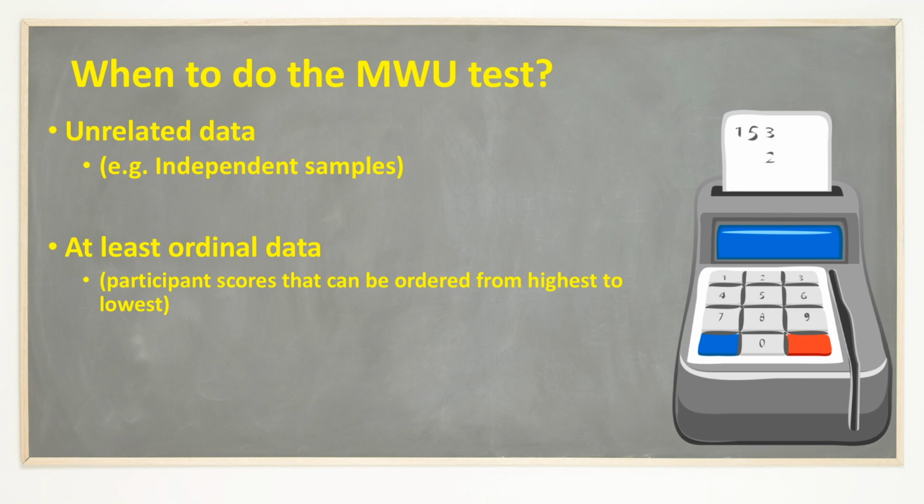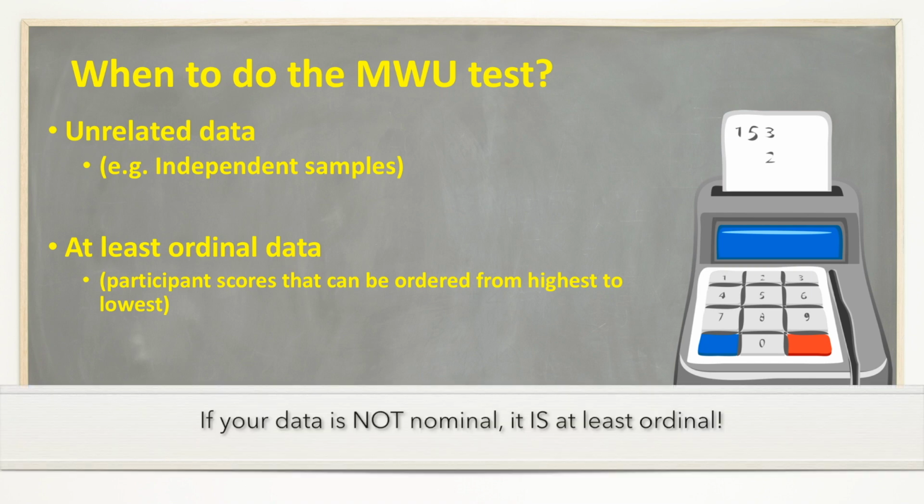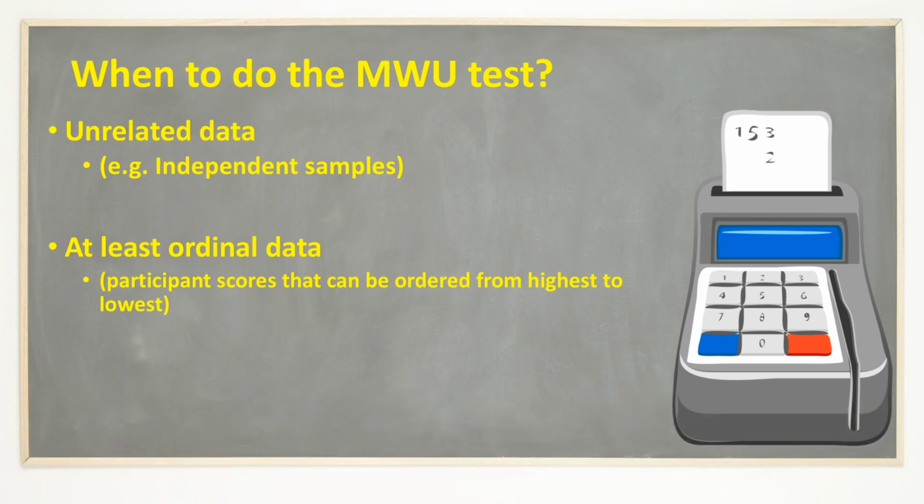So there are 4 levels of data. There's nominal, ordinal, interval, and ratio. You don't need to decide if you have ordinal, interval, or ratio. You just need to make sure your data is not nominal. Nominal data can be grouped by categories. For example, if you ask people what was their favorite color, how many people said red, green, blue, well, I can't rank those scores in order from highest to lowest.